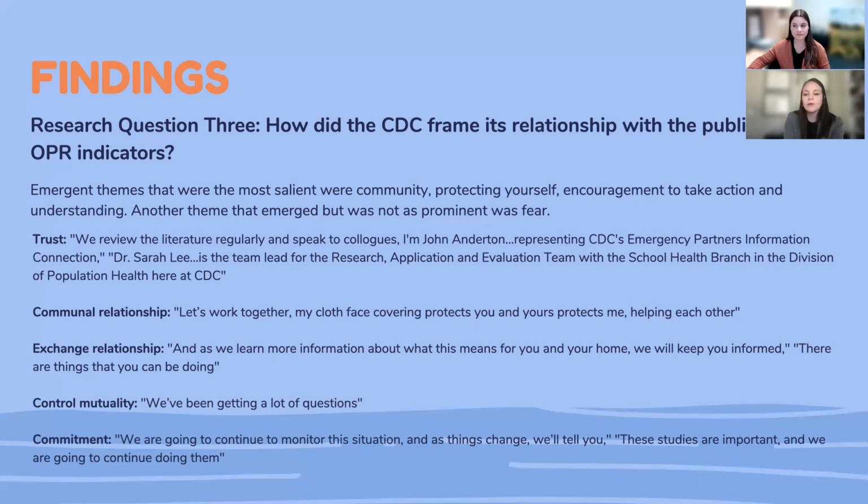And then for exchange relationship, "As we learn more about what this means for you and for your home, we will keep you informed." So one party, the CDC, was transferring benefits, information, to its audience. It shows that one-way commitment to providing you, the audience, with benefits. Then we have control mutuality, an example of which is, "We've been getting a lot of questions." We can see here that the audience was looking to the CDC for trust and looked at it as an authority, and so it established them in that way.